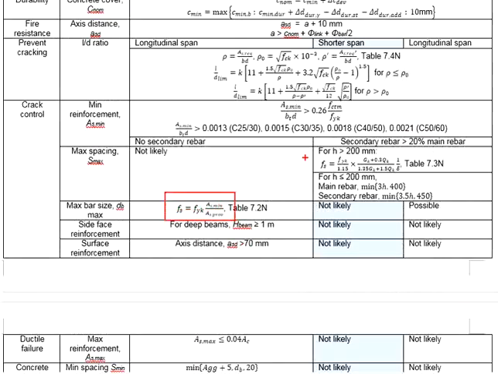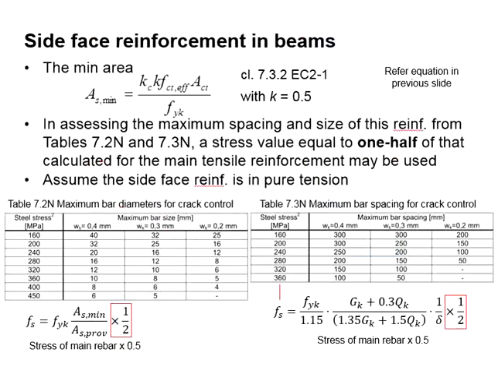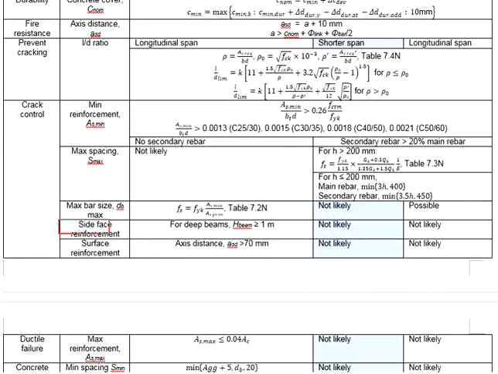Remember these two equations here? If you are using them to calculate the side face reinforcement, the calculated stress will have the Fs divided by 2, and then refer to Table 7.2N and 7.3N for the maximum bar diameter and the maximum bar spacing. The side face reinforcement will be applicable for deep beam. Shallow beam, not applicable. You don't have to provide the side face reinforcement.